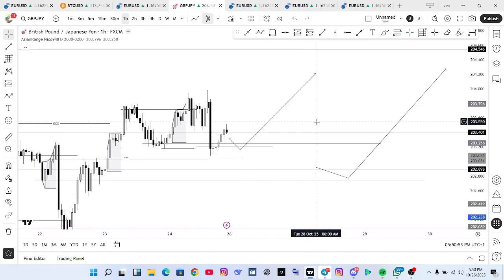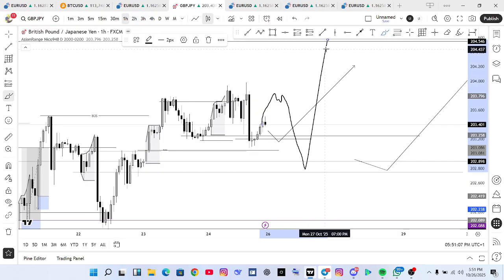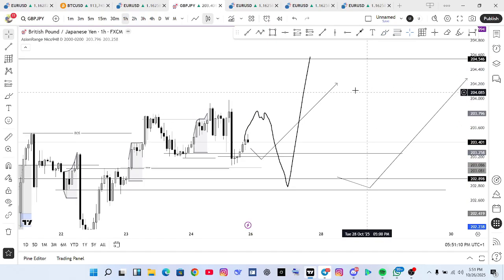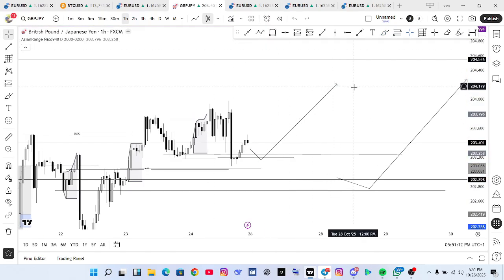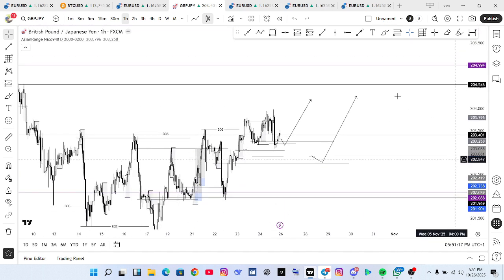So that's just it. Or the market will come up and react to this zone, giving us a confirmation that if you want to sell, give us a confirmation, then we expect it to sell down to this QM, and then we start buying. So that will be all about the market outlook. These are what I'm expecting this week.